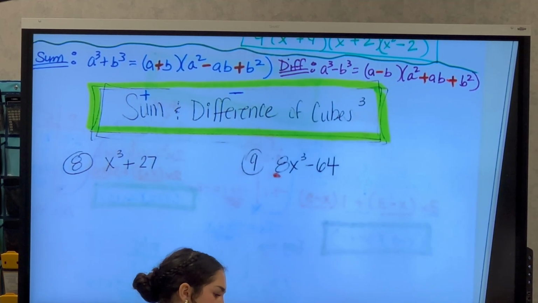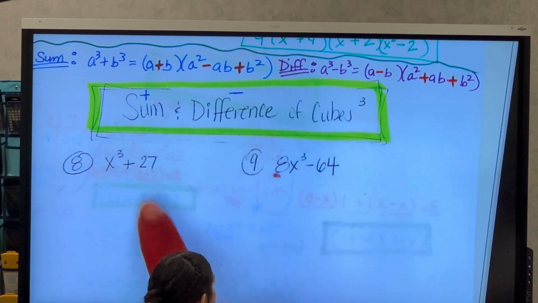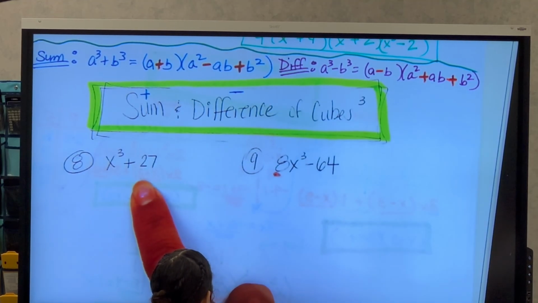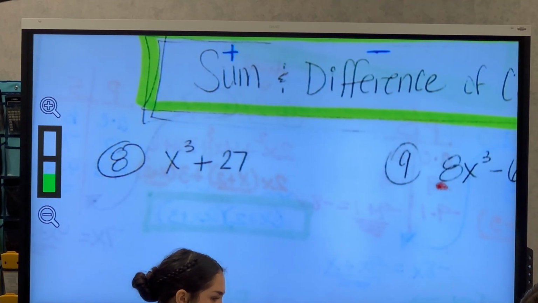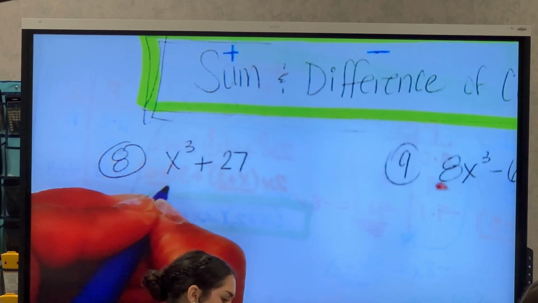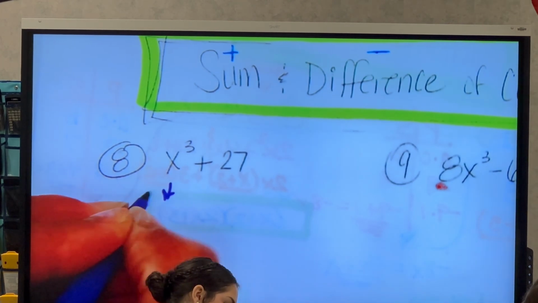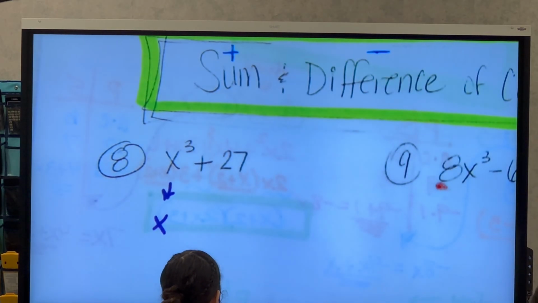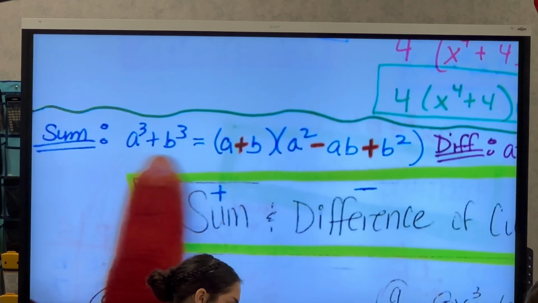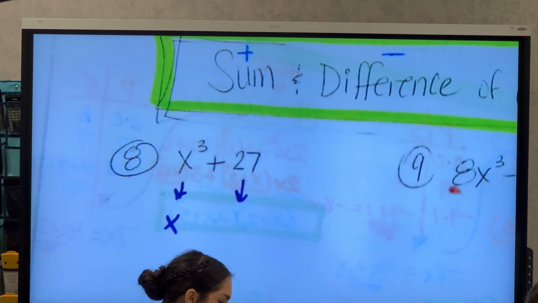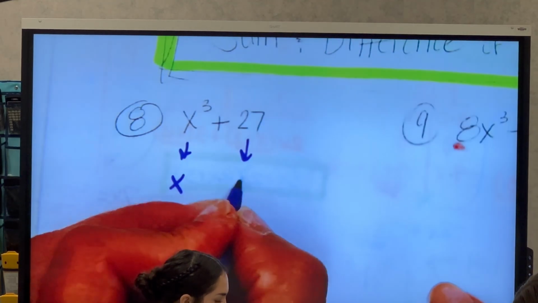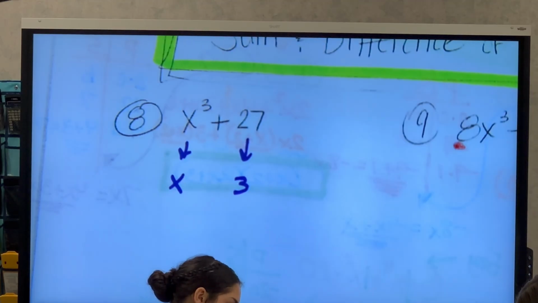Number 8, we have x cubed plus 27. So this is a sum of 2 perfect cubes. So I need to find what a single of each of these is. Well, x to the 3rd is a cubic because it's to the 3rd power. So a single x would be my a value. And then for the 27, I need 3 of the same number that multiply and equal 27. What number is it? 3, yeah. 3 times 3 times 3 is 27. So 3 is my b. So x is my a and 3 is my b.